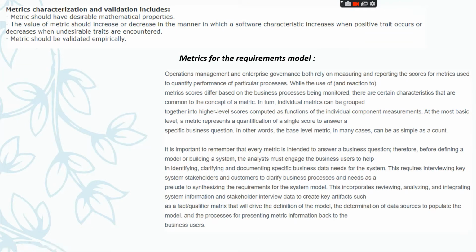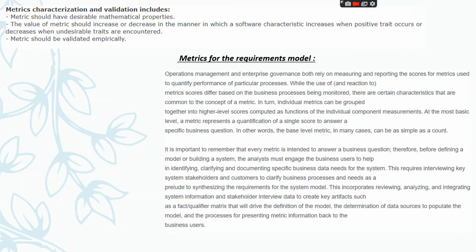Now we look further at the characterization of the metrics and the validation it includes. So metrics should have desirable mathematical properties. The value of a metric should not increase or decrease in a manner in which a software characteristic increases when a positive trait occurs or decreases when undesirable traits are encountered.